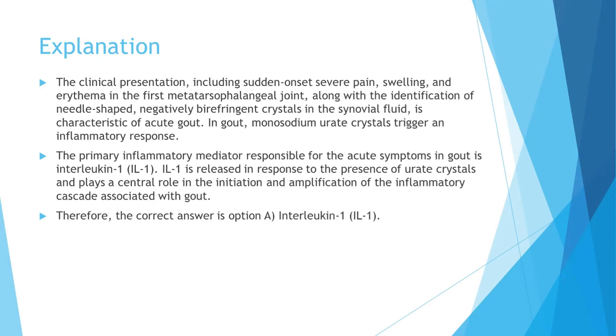In gout, monosodium urate crystals trigger an inflammatory response. The primary inflammatory mediator responsible for the acute symptoms in gout is interleukin 1. Now, interleukin 1 is released in response to the presence of urate crystals and plays a central role in the initiation and amplification of the inflammatory cascade associated with gout. Therefore, the correct answer is option A, interleukin 1.